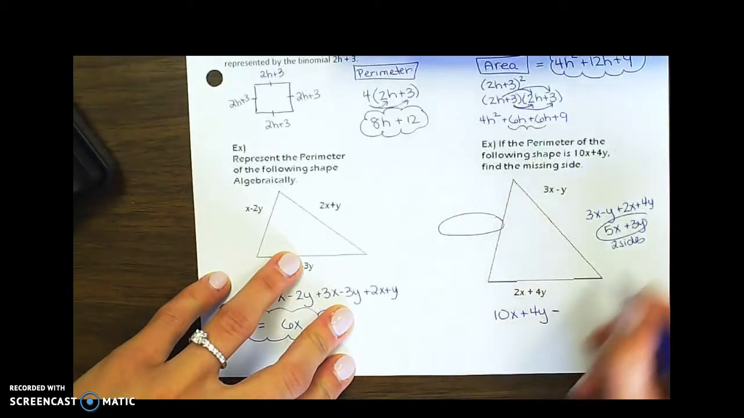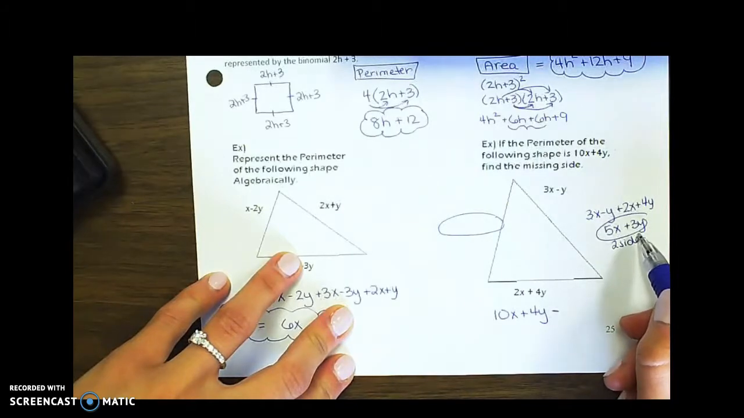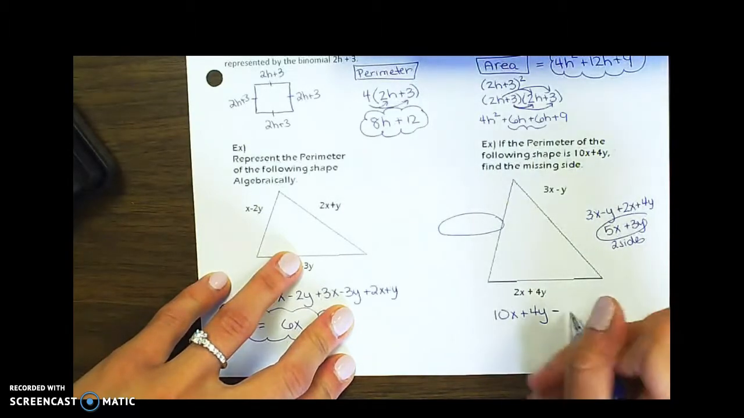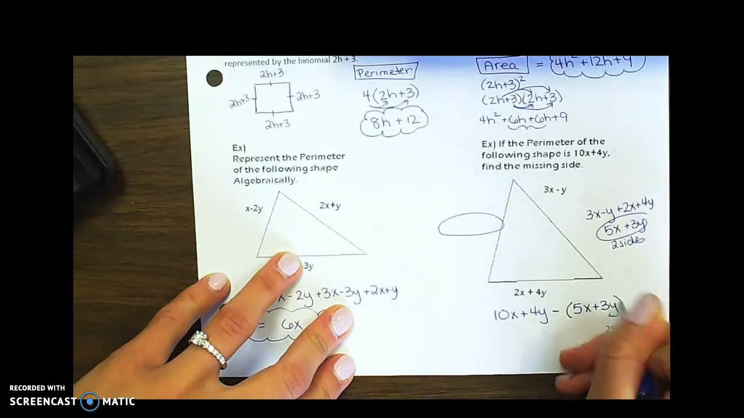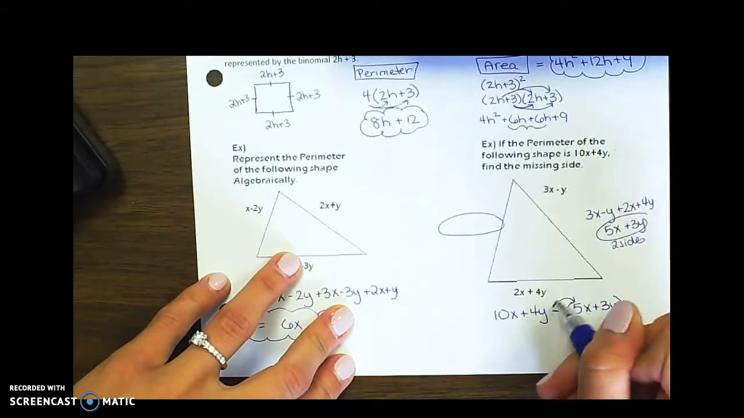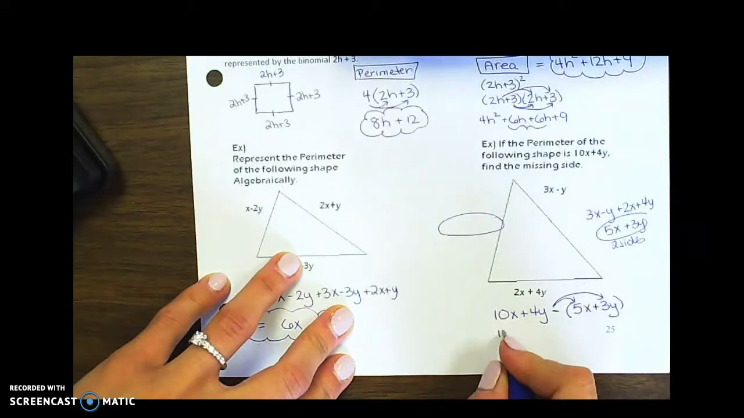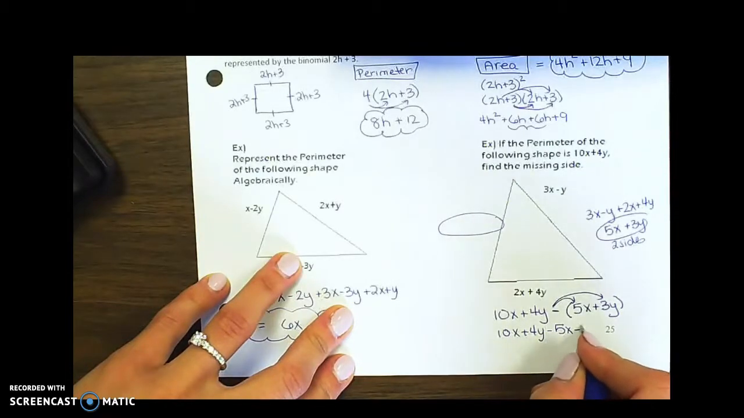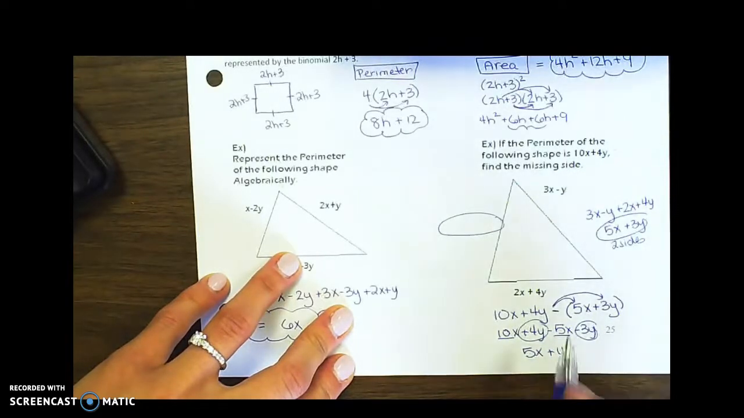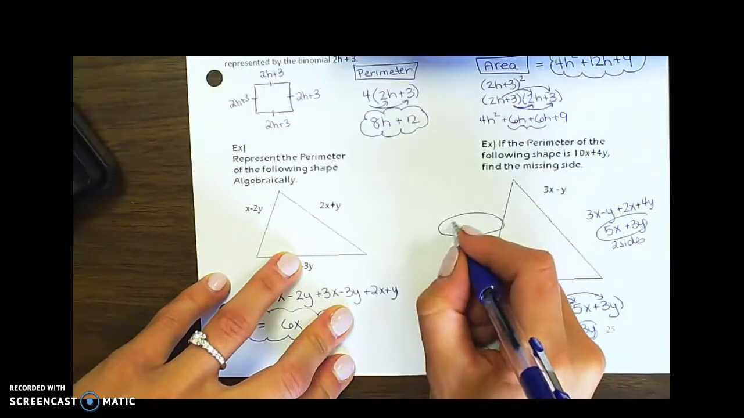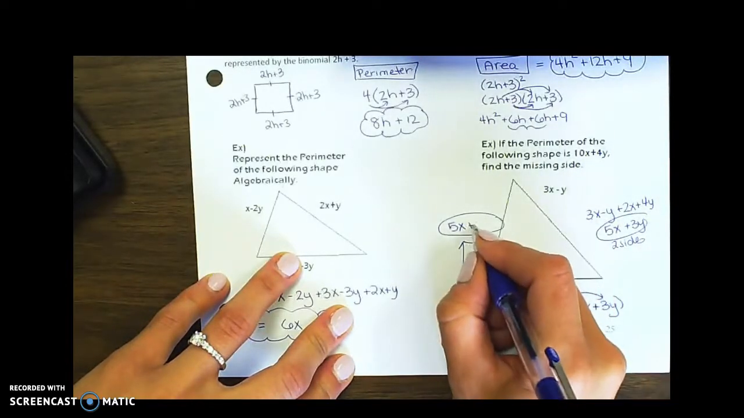Now we're subtracting the entire quantity. And remember, quantities have to go into parentheses. So we're going to subtract 5x plus 3y. So we have to distribute that negative to everything on the inside. So that becomes 10x plus 4y minus 5x minus 3y. All right, and that gives us a total of 5x plus y. And that's going to be our third side. So I can bring that up here and we get 5x plus y.